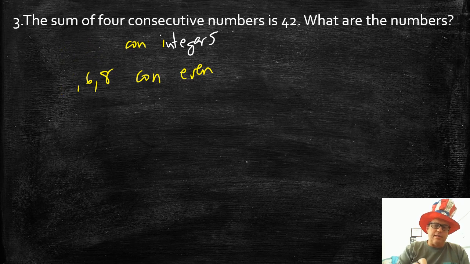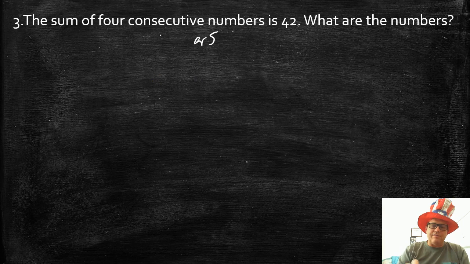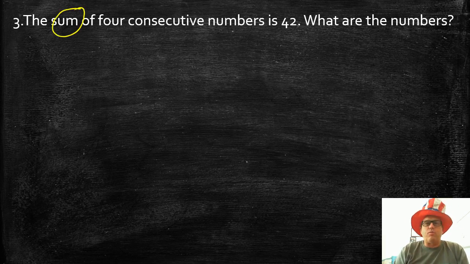So let's look at the problem then. We're looking for 4 consecutive numbers that add to 42. That's what sum means. Sum means add. So the sum of 4 consecutive numbers.